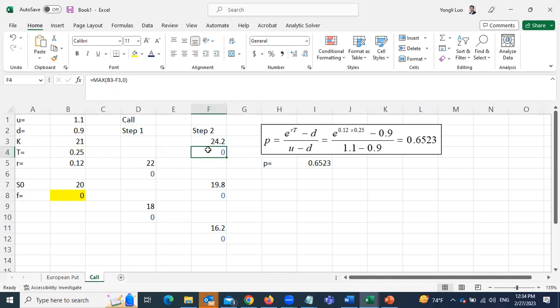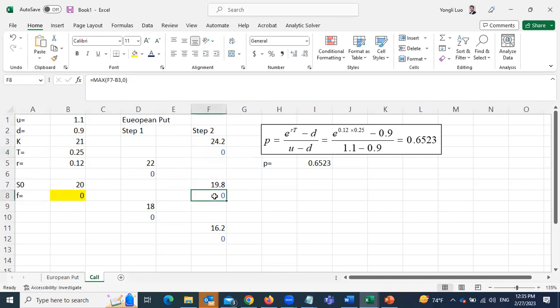Okay, equal to max, the strike price minus the current stock price and 0. So you can see when the stock price goes up, your put option actually is 0. Okay, this is the European put option. Okay, that is 0.